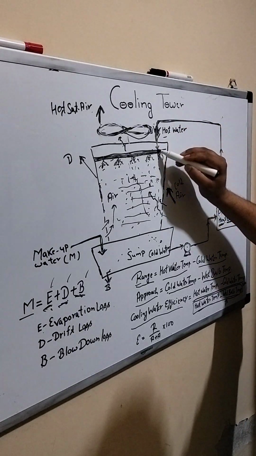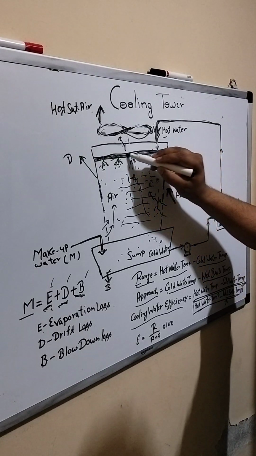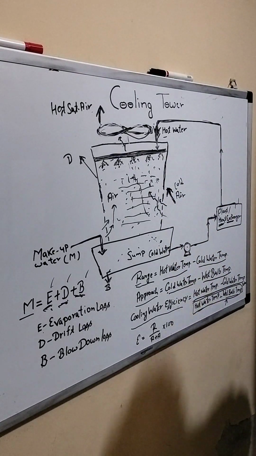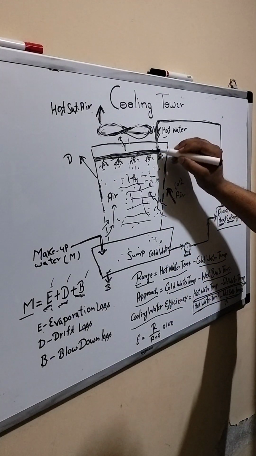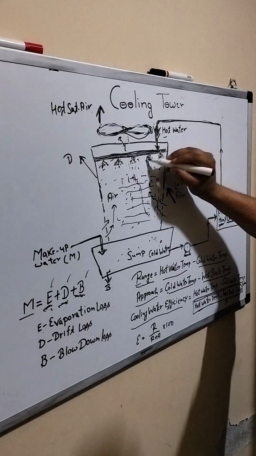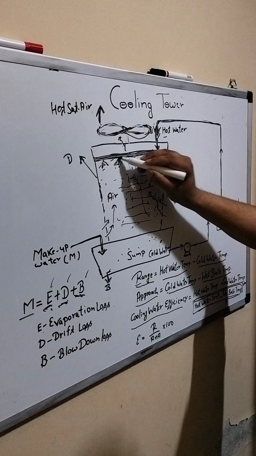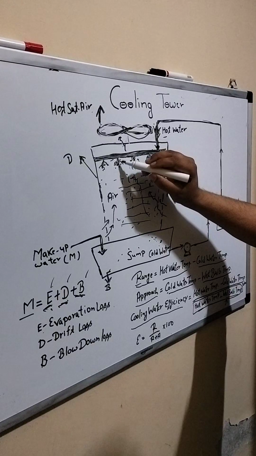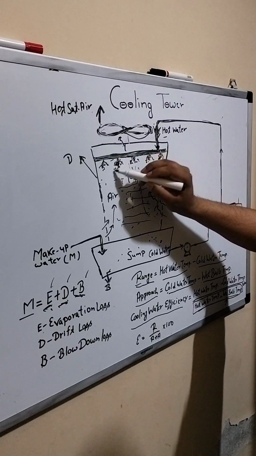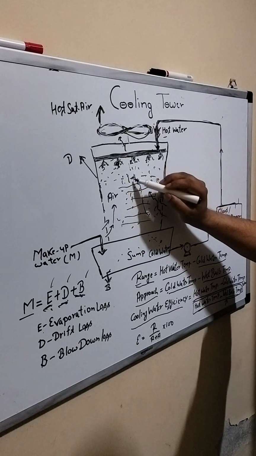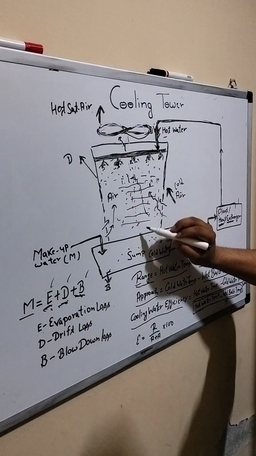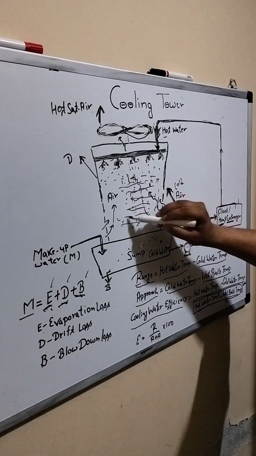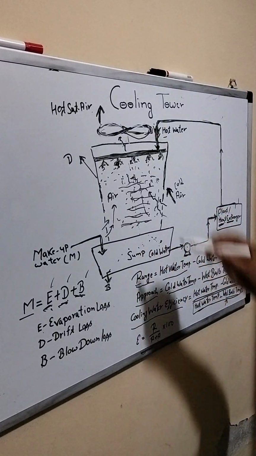So this hot water will go into the cooling tower. This is a header through which the spray nozzles are connected. This hot water will come into the header, and with the help of the spray nozzles it will spray into the cooling tower, go down, and be collected in a sump. In between, there is a packing. This is a packing through which the water will move.